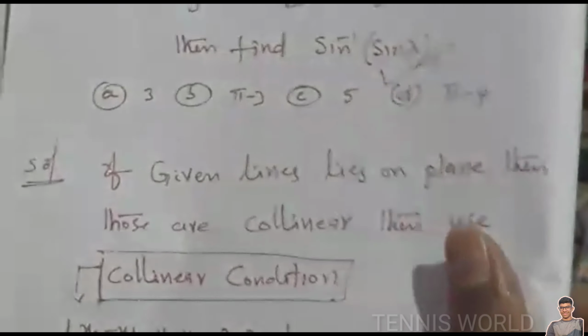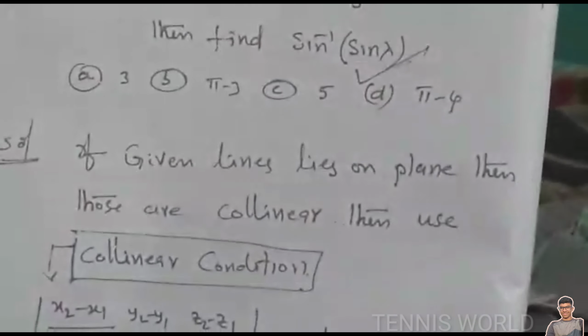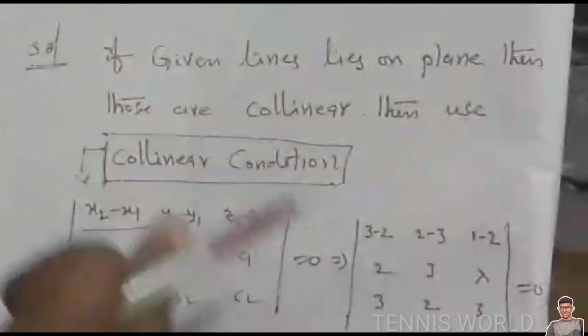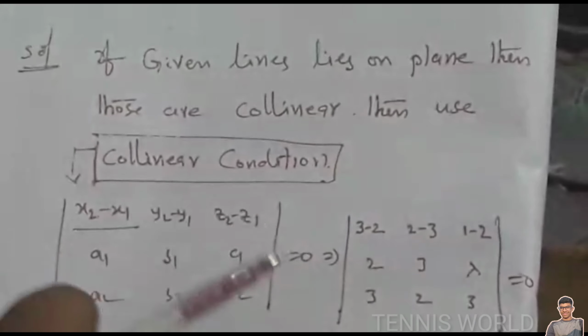To find sine inverse of sine lambda, first of all we need to find the lambda value. How to find lambda? Observe one concept here, which we just learned. If any two lines lie in the plane, those lines are called coplanar lines. Then use the collinear condition blindly.